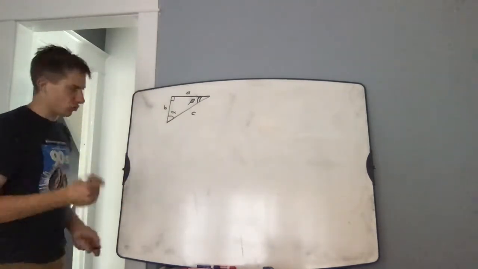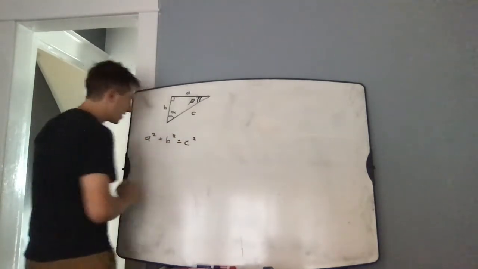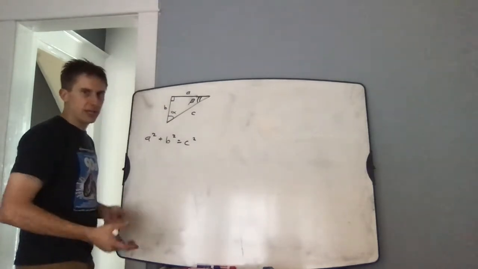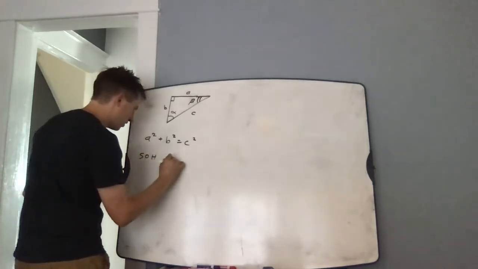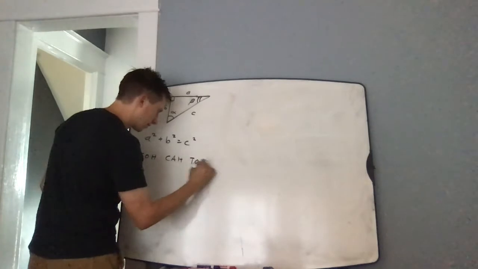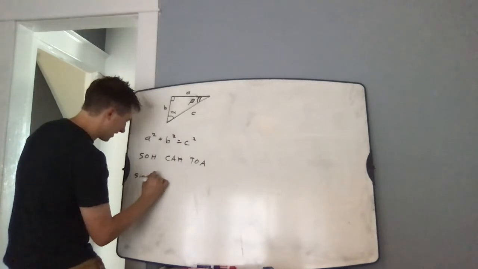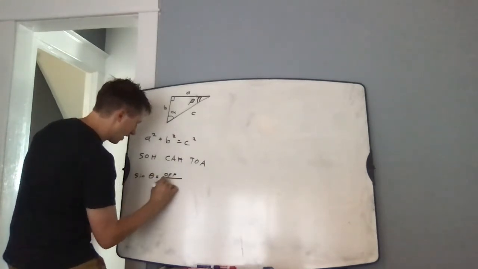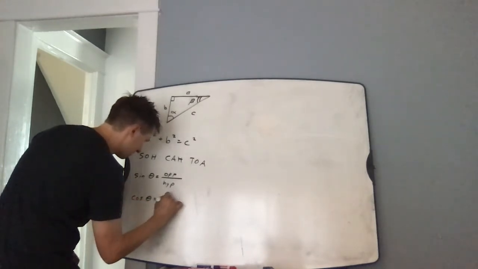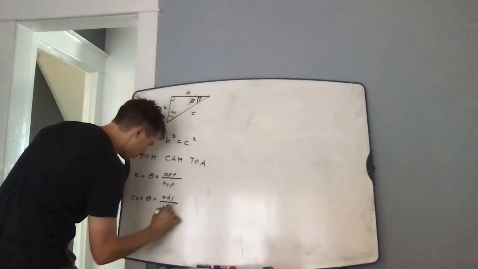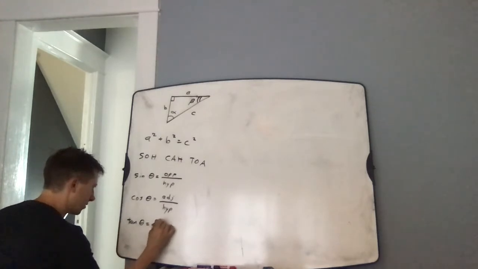So what is important in trigonometry? Well, you have the Pythagorean theorem, a squared plus b squared equals c squared. You have your SOHCAHTOA and your sine, cosine, tangent, all those relationships. So you have sine of an angle, I'll say sine theta is opposite over hypotenuse. Cosine of an angle is adjacent, which means next to, over hypotenuse. And tangent of an angle is opposite over adjacent.